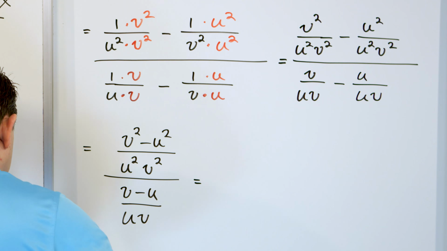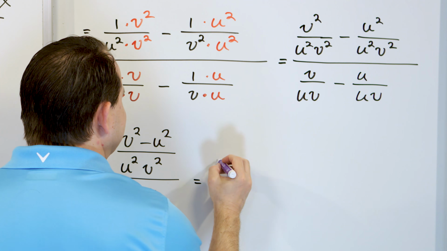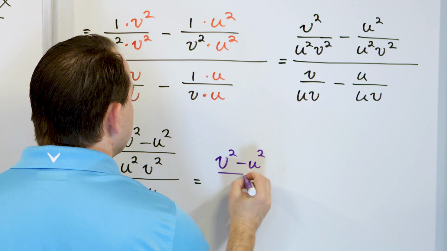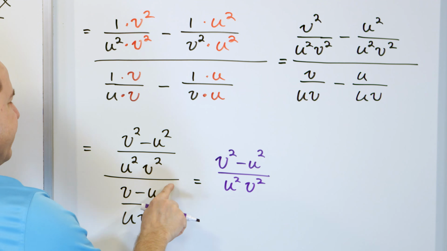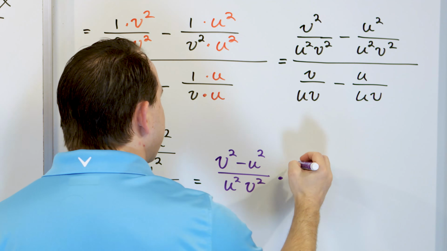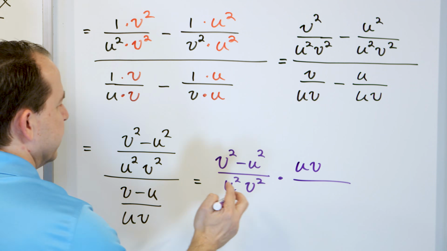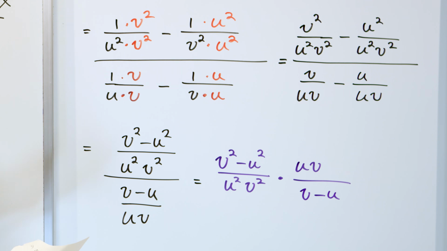What we will have, let me switch colors to kind of break things up a little bit. This numerator will just stay exactly as it is, v squared minus u squared over u squared times v squared. Change this fraction division to multiplication. Take the bottom one, flip it upside down. So I will have u times v over v minus u.